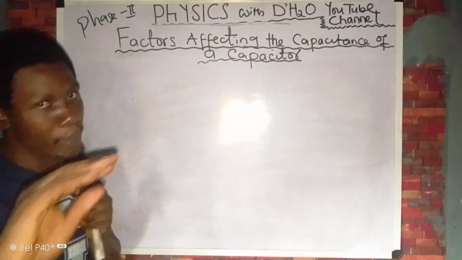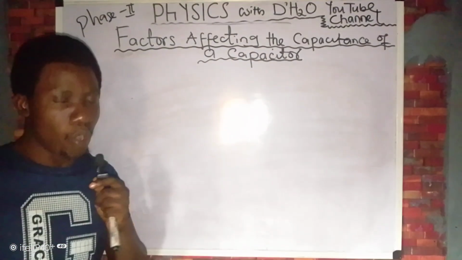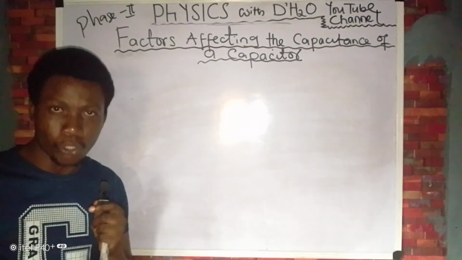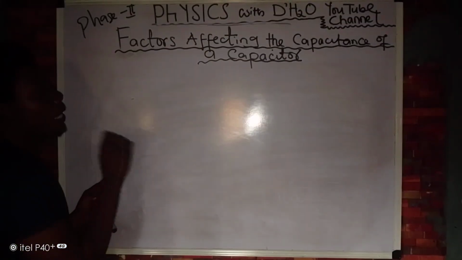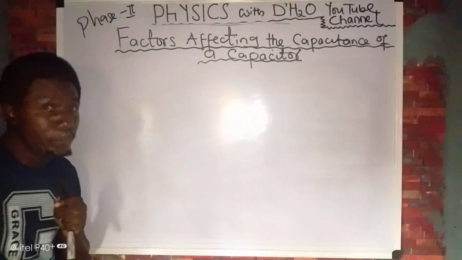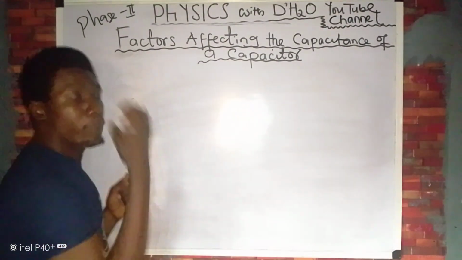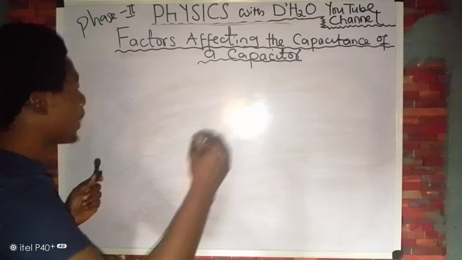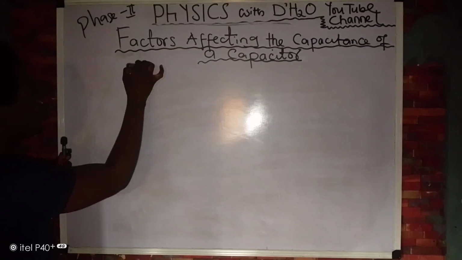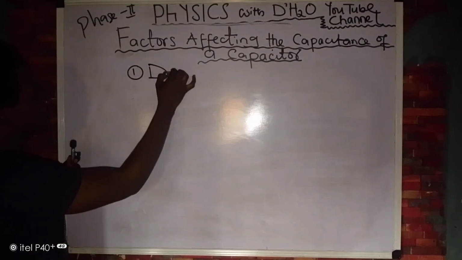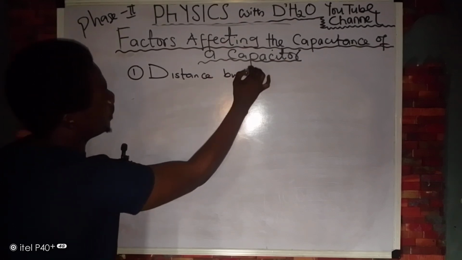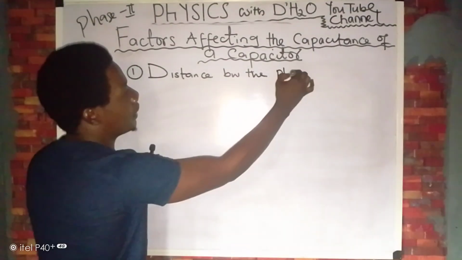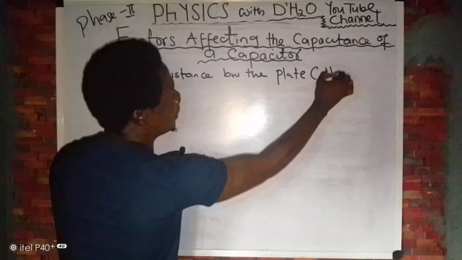Don't forget that capacitance is the ratio of charge on either plate or conductor to the potential difference between the plates. Now, what are the factors that determine the ability of the capacitor to store charges? Here are the factors. Factor number 1, distance between the plates. Please take note of that. Here we have it as D.